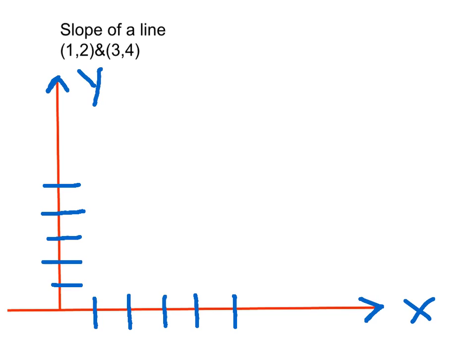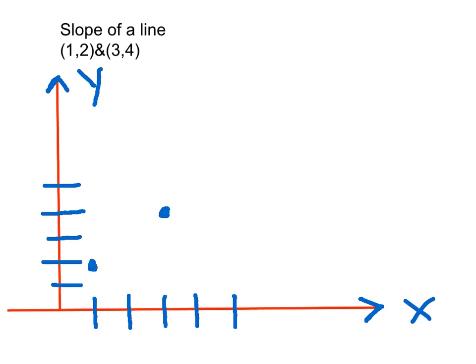And as we remembered from plotting ordered pairs of points, we first go out the X axis and then up the Y axis. So (1, 2), we go out 1 and then up 2. And that's this point right here. And then to get to (3, 4), we go out 1, 2, 3, and then up 1, 2, 3, 4. So there are our two ordered pairs of points plotted in the graph.